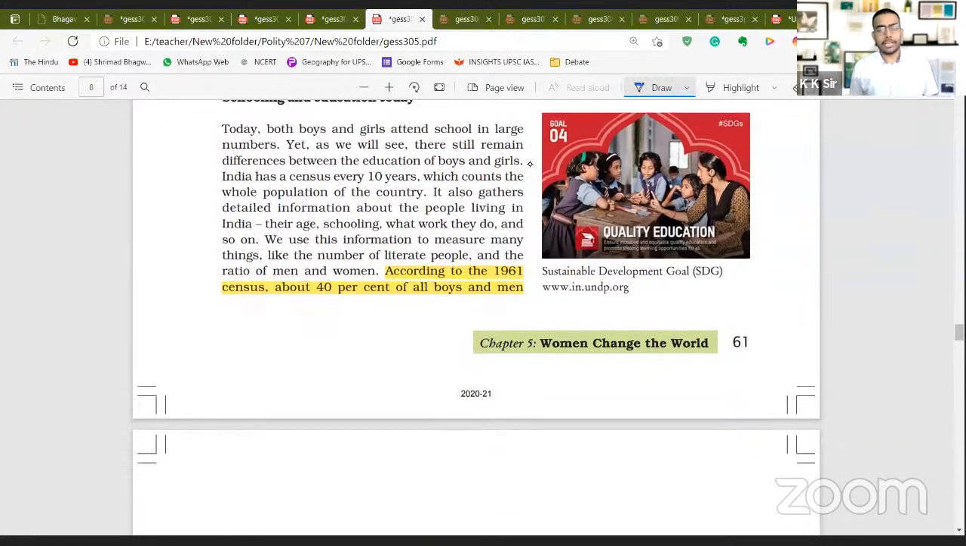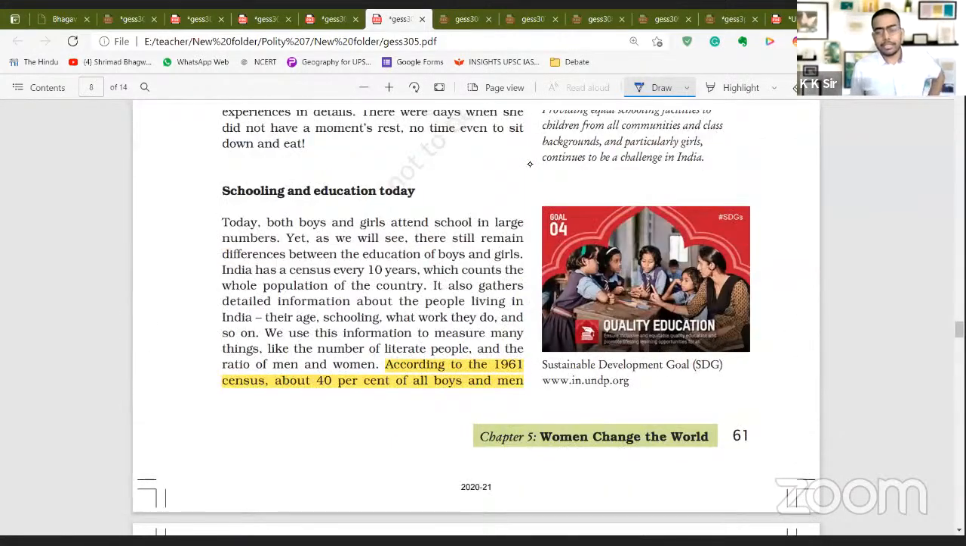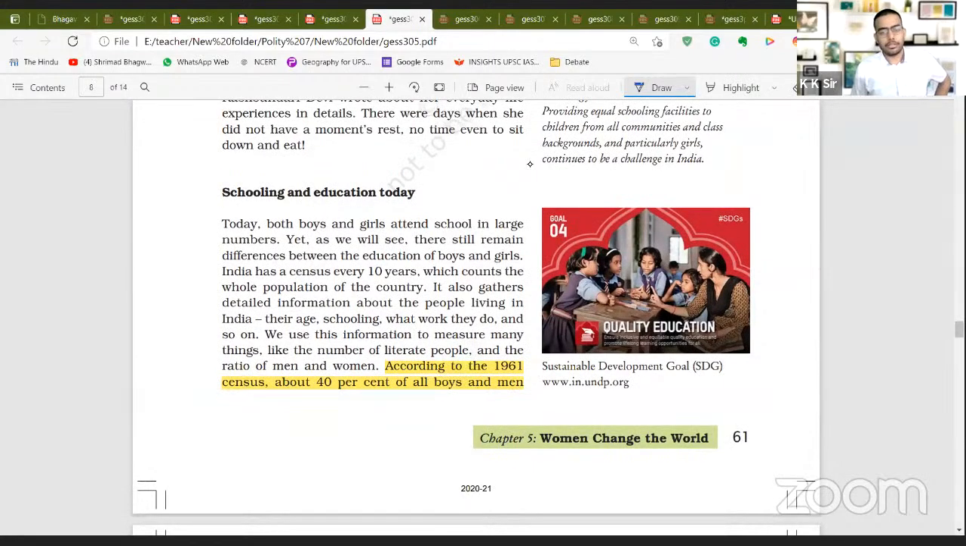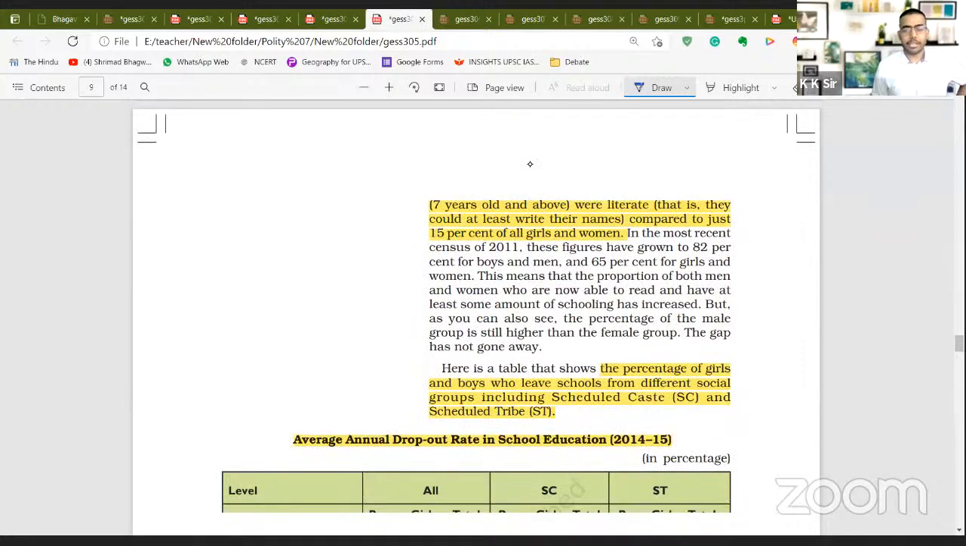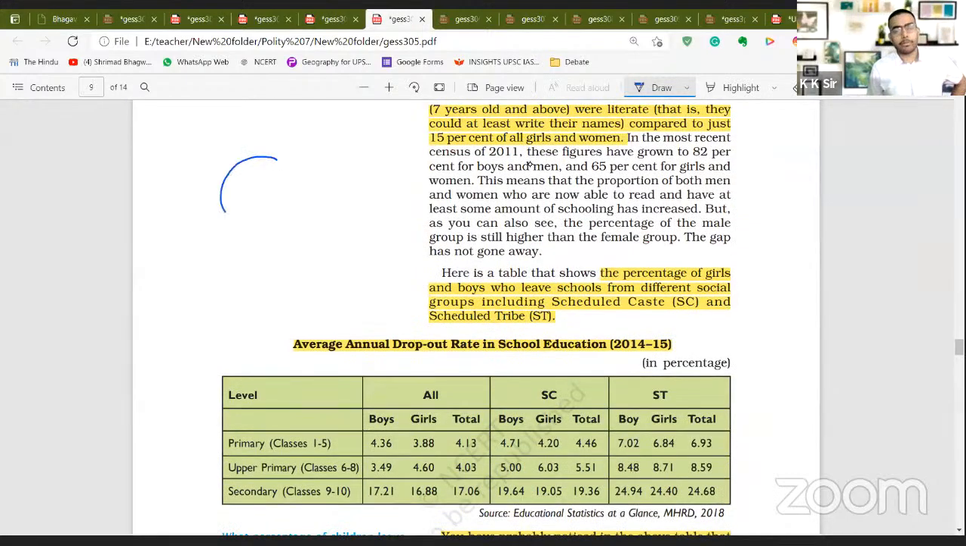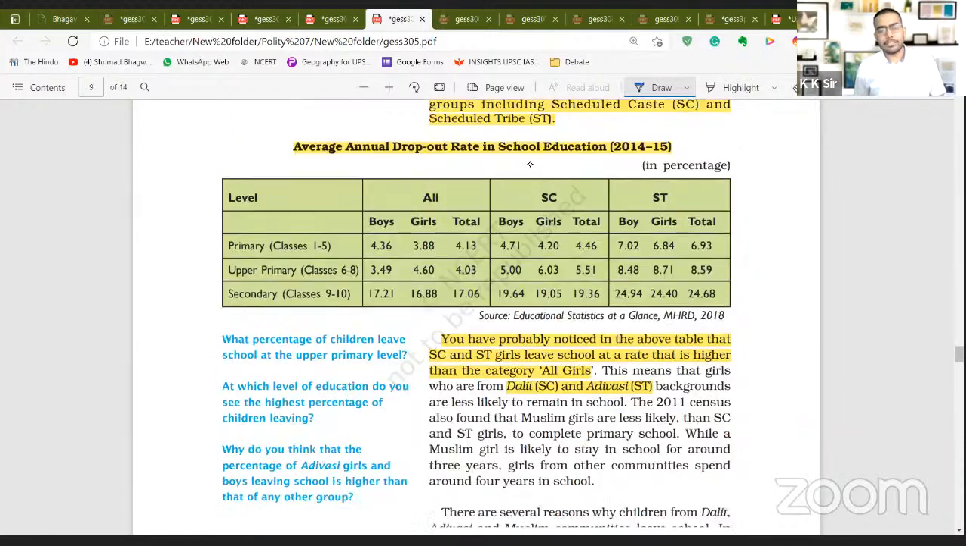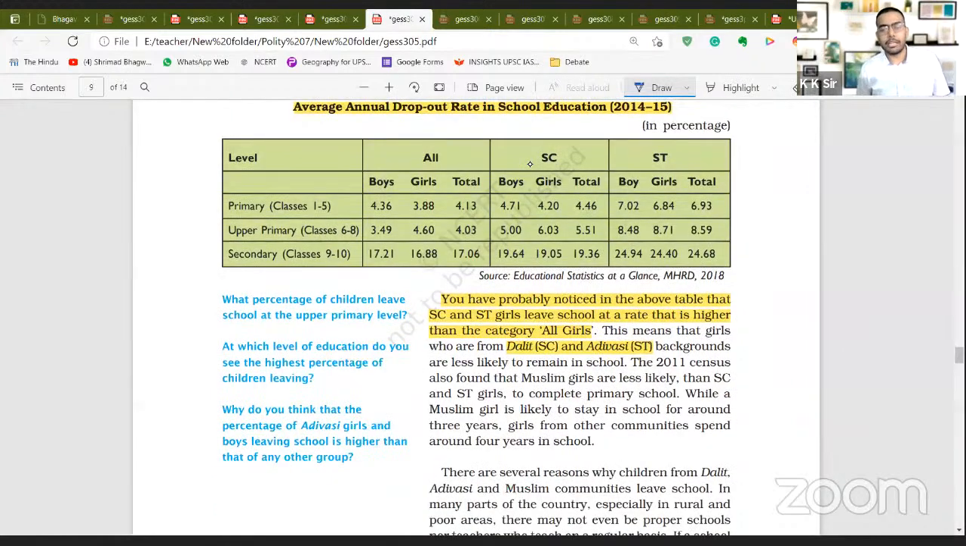So, schooling and education today, you can see that women are hugely disadvantaged, and even more if the women belong to scheduled caste or scheduled tribe. So as I said, one discrimination over one prejudice upon other. You can see some data here as it says that you have probably noticed that in the above table that SC and ST girls leave schools at a rate that is higher than the category all girls.